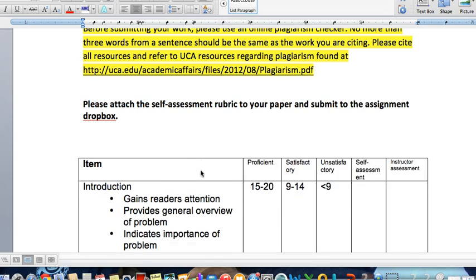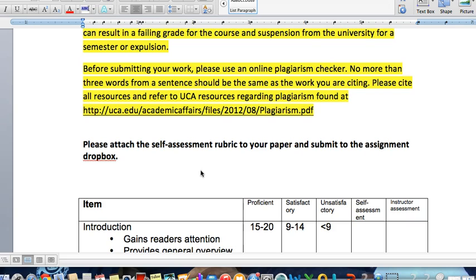Let's see. Also, one little clue that someone gave me when I was beginning my academic writing: do not ever use more than 3 words of something you've cited. You change everything, you paraphrase it, and then you cite the source.